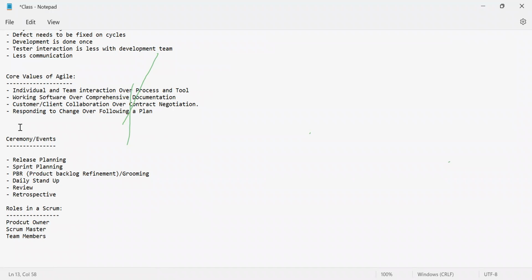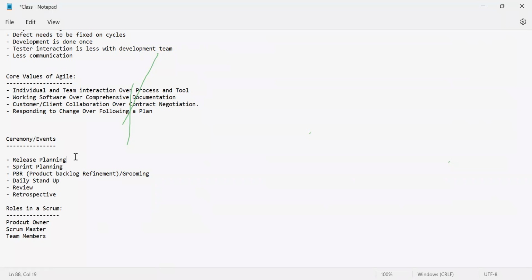So sprint, as we discussed, is a cycle, which can last for a week, 2 weeks, 3 weeks, or 4 weeks. What happens during this sprint cycle? Initially, during the project start, release planning for a project will be done.